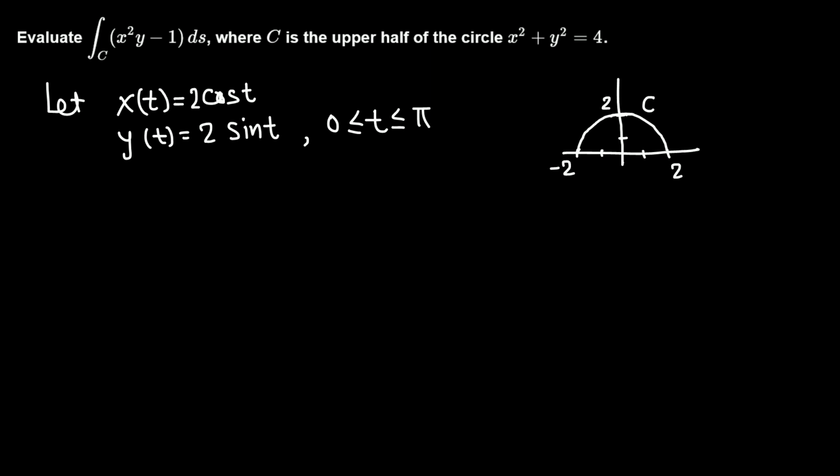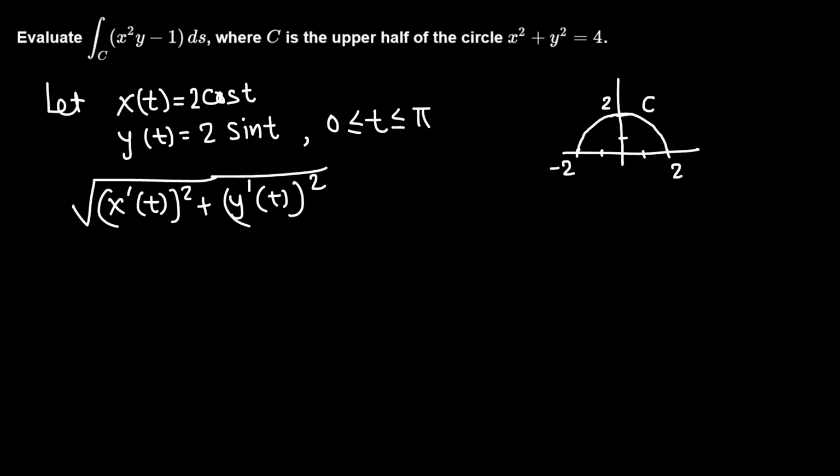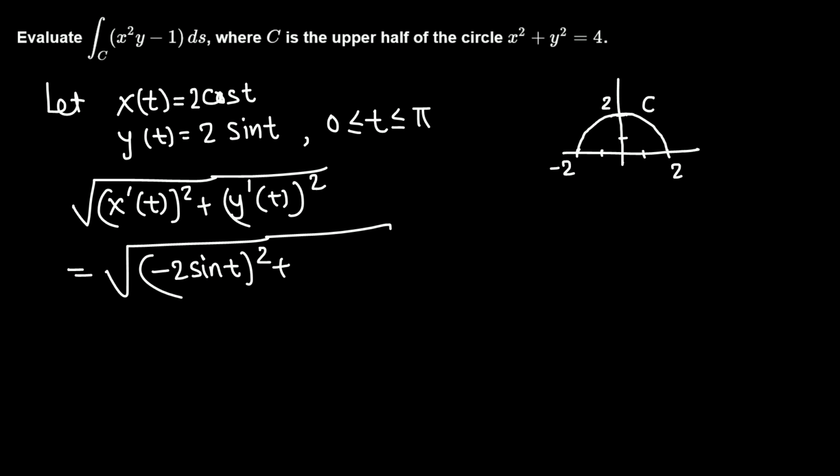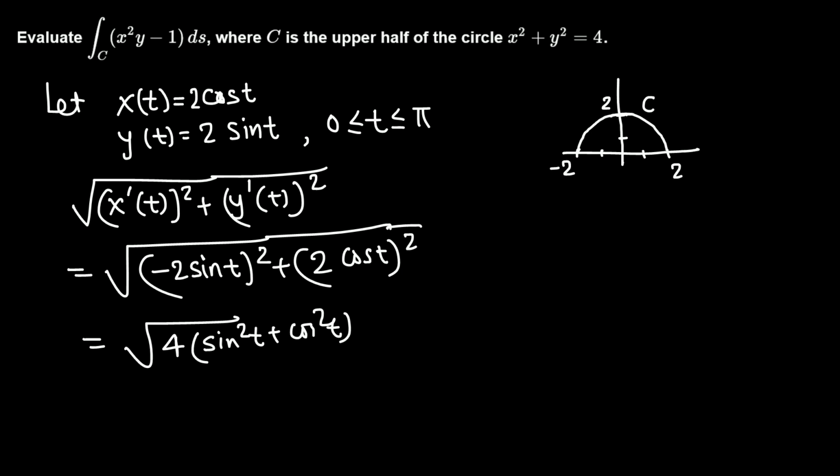This is the parameterization for the upper half of the circle. To evaluate this line integral, next we need to find the square root of x prime t squared plus y prime t squared. Here x prime is the derivative of 2 cosine t with respect to t, which is negative 2 sine t, squared, plus the derivative of 2 sine t, which is 2 cosine t, squared. This is 4 sine squared t plus 4 cosine squared t. We can pull 4 out: sine squared t plus cosine squared t is 1. So we have the square root of 4, which is 2.